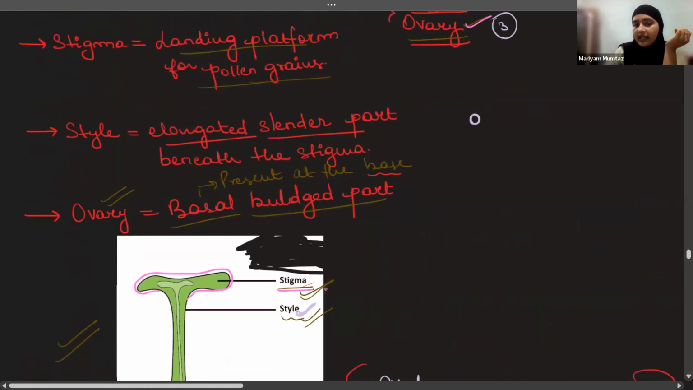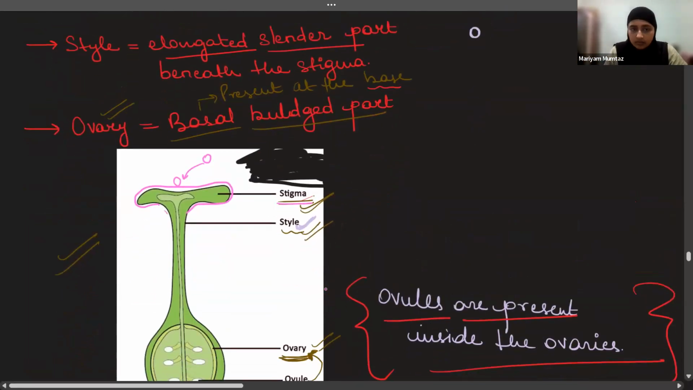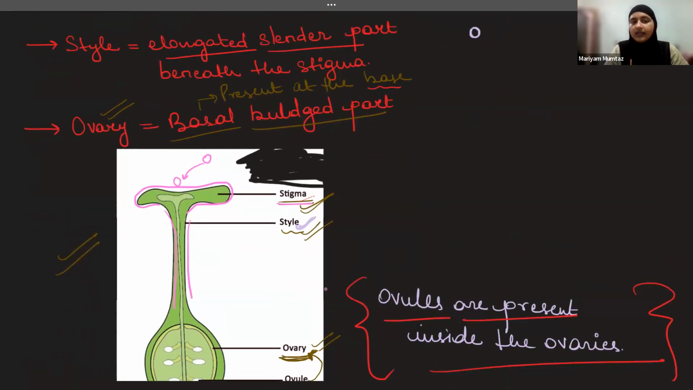Landing portion for what? For pollen grains. The pollen grains that will be dehisced, that will be released, they will come and land here. If this is a pollen grain, it will come and land over here. Now, this long portion that we are seeing, this is the style, that starts from the stigma. Elongated means long, slender means thin. So it is an elongated, slender part, starting from beneath the stigma.